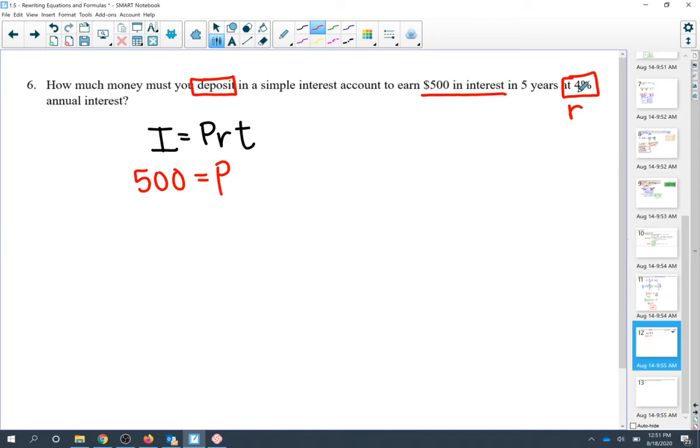Now, the key with rate is it must be written as a decimal. So 4%, two ways you can do this. You can either divide by 100, which is going to get you 0.04, or you can just say, okay, there's a decimal here that I can't see. Move it twice to the front, which is the same thing as dividing by 100. So when we put in our rate, we're going to have 0.04 times t, which is time, and it's telling us we're going to leave the money in the account for 5 years.